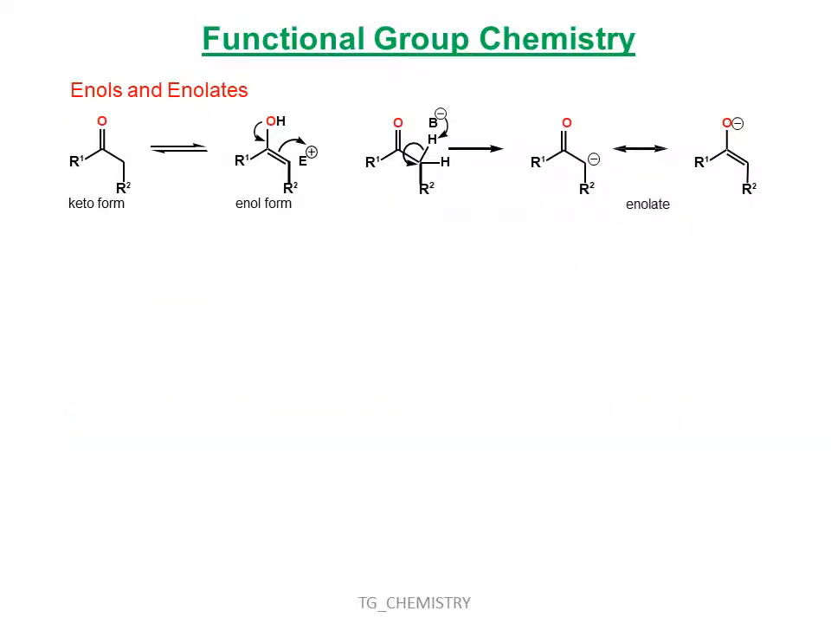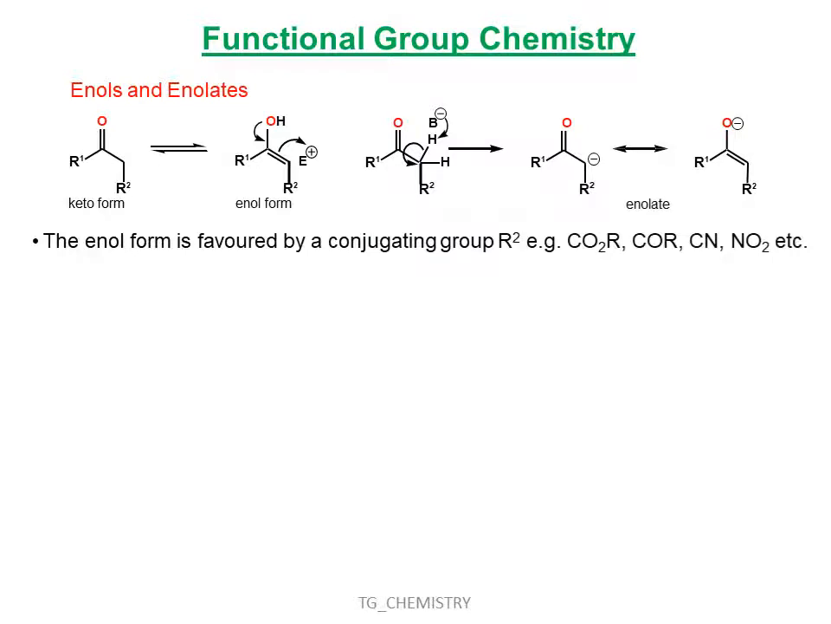Next, we learn about enols and enolates. As you see, the keto form can tautomerize to an enol form. The condition is it has to have an alpha hydrogen atom which is enolizable. And in the right hand part, you can see the formation of enolates from the same ketone, only in the presence of a base. Now here I must mention that the enol form is favored by a conjugating group, which is R2 here, and that may be ester, ketocarbonyl, cyano, nitro, etc.